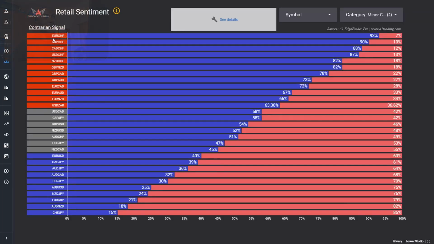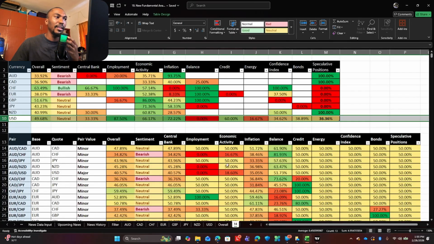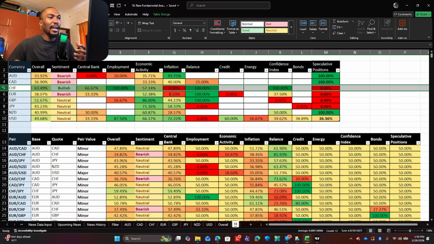Looking at it right here, we can see that the retailers are going all in on the Euro Swiss franc, like they're literally buying crazy. Things like the Euro Swiss franc, the British pound Swiss franc, the Canadian Swiss franc, the US dollar against Swiss franc, and the New Zealand dollar against Swiss franc. Basically, the retailers are trading against the Swiss franc. And I just showed you something that is absolutely clear. The Swiss franc had one of the best last two weeks, and yet retailers are just going against it.